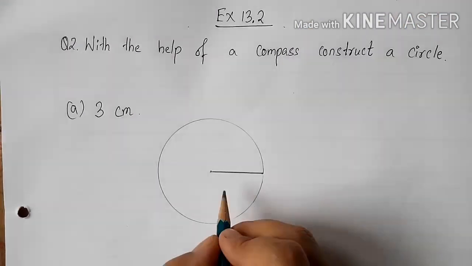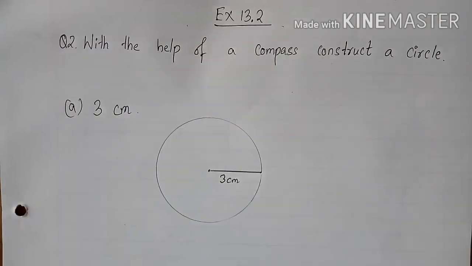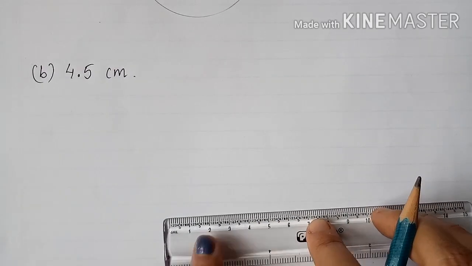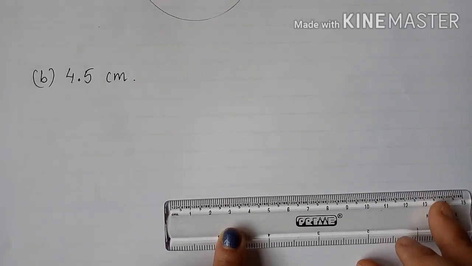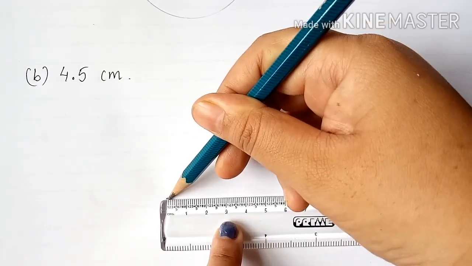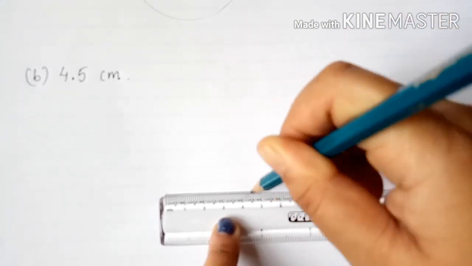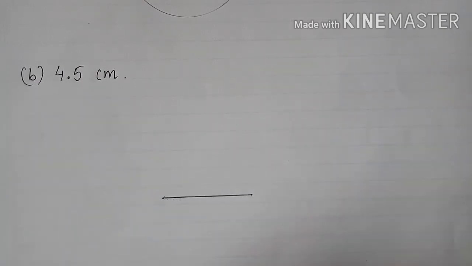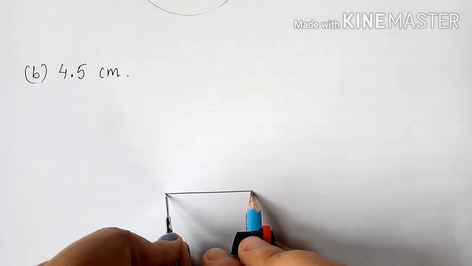Okay, so this is a 3 centimeter radius circle. Clear? Now let us make a radius of 4.5 from the 0 point. Put a mark and we will draw up to 4.5. Can you see? 4.5. Now you measure 4.5 with your compass.